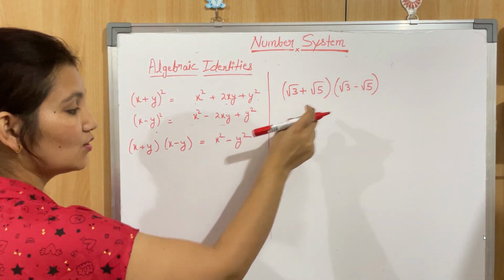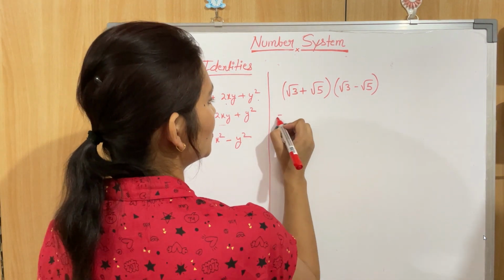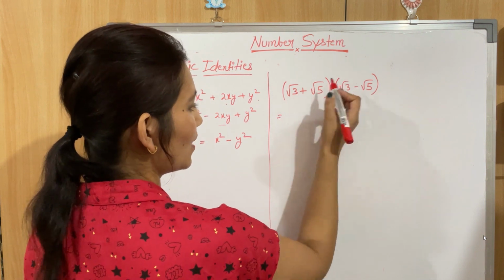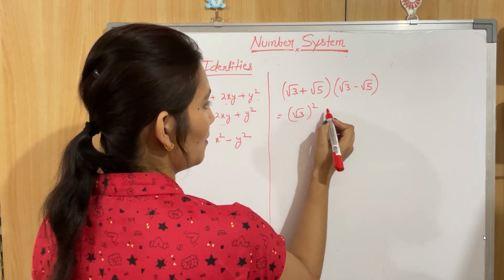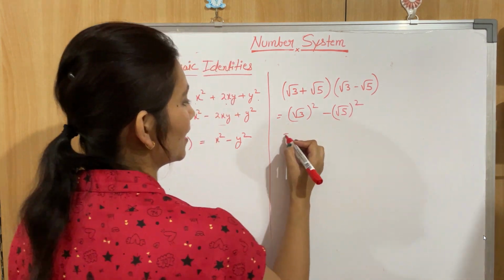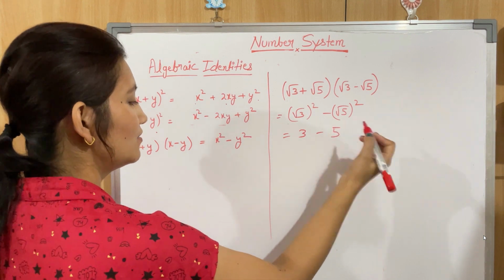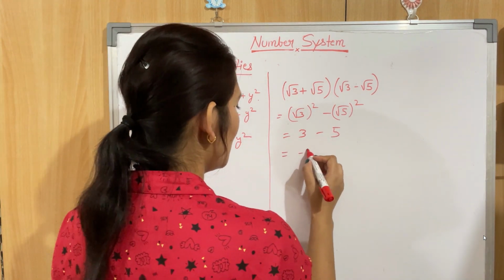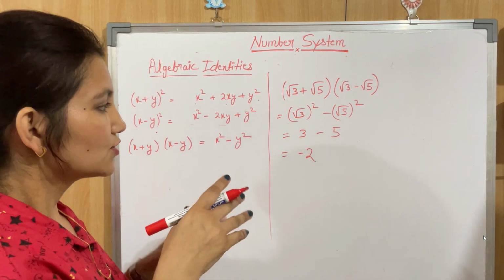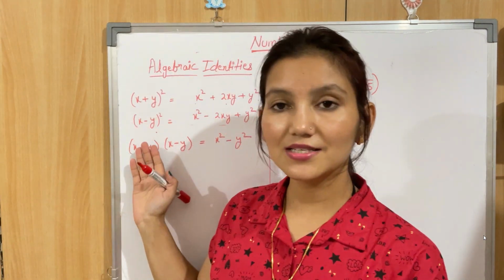So we can use these identities easily, right? It will become root 3 square, that is x square, minus y square, that is root 5 square. So root 3 square is 3, root 5 square is 5. So the answer is minus 2. This is how we can simplify these expressions using these identities.